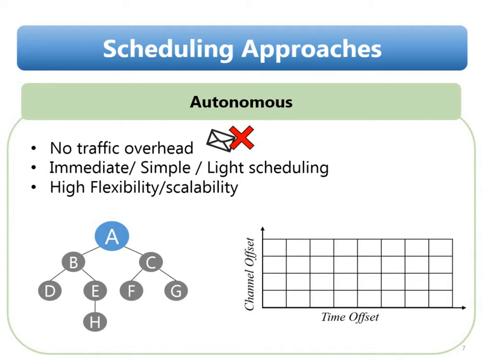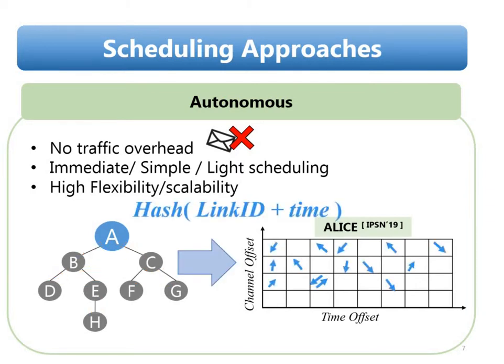Another autonomous scheduler called Alice handles directional links independently. It hashes link ID and time together to schedule the slot frame and more efficiently distributes traffic over time and channel. It also introduced time-varying scheduling, which changes the schedule over time.